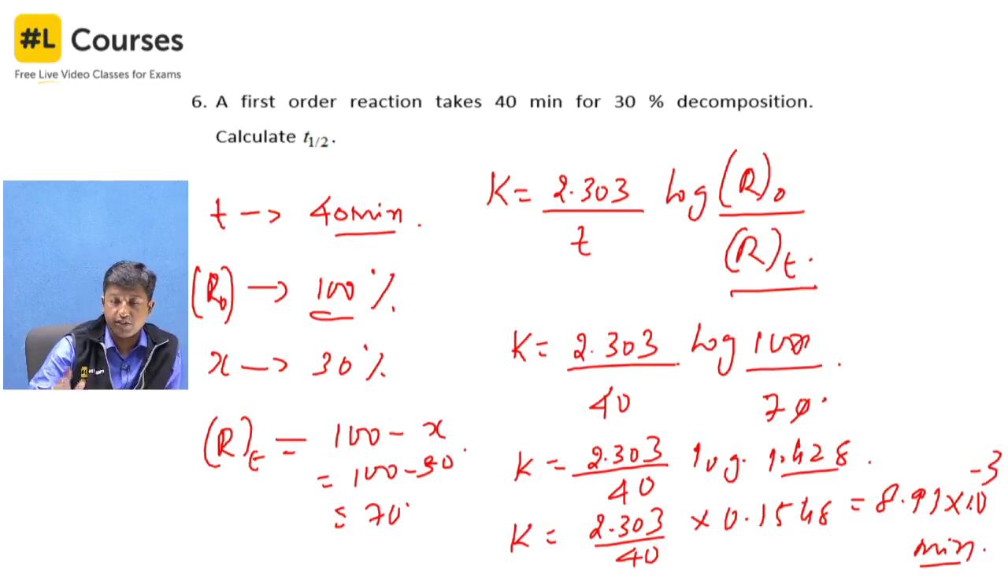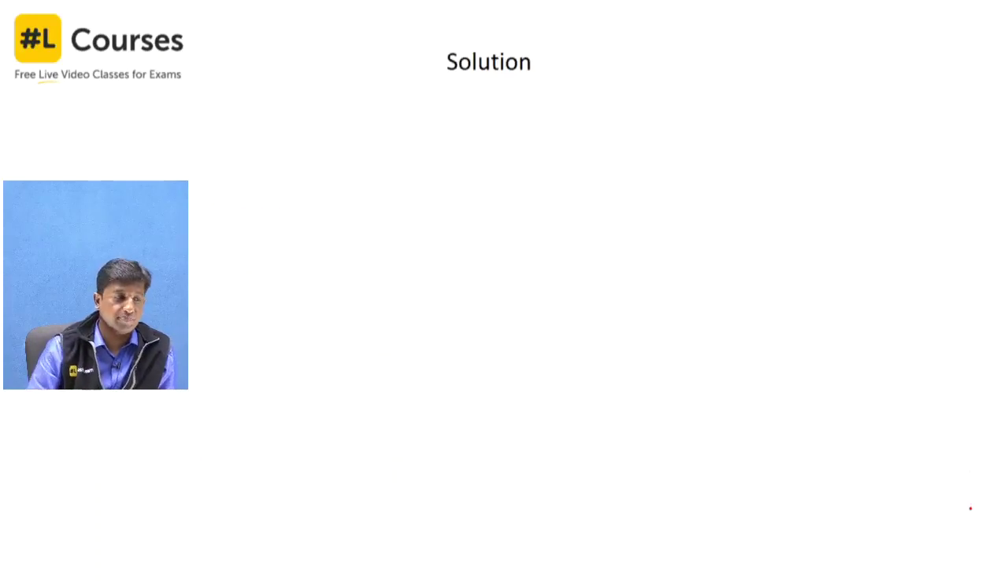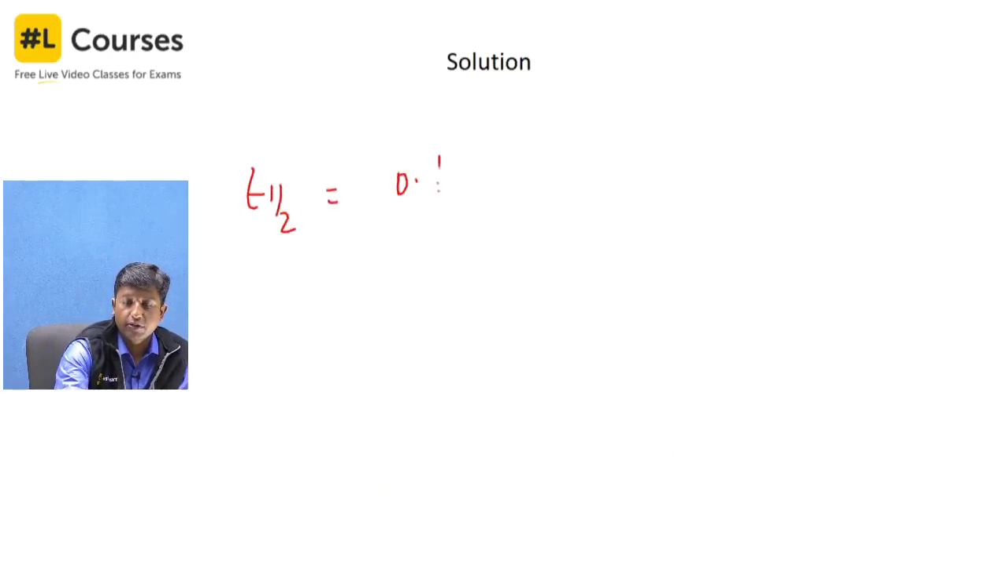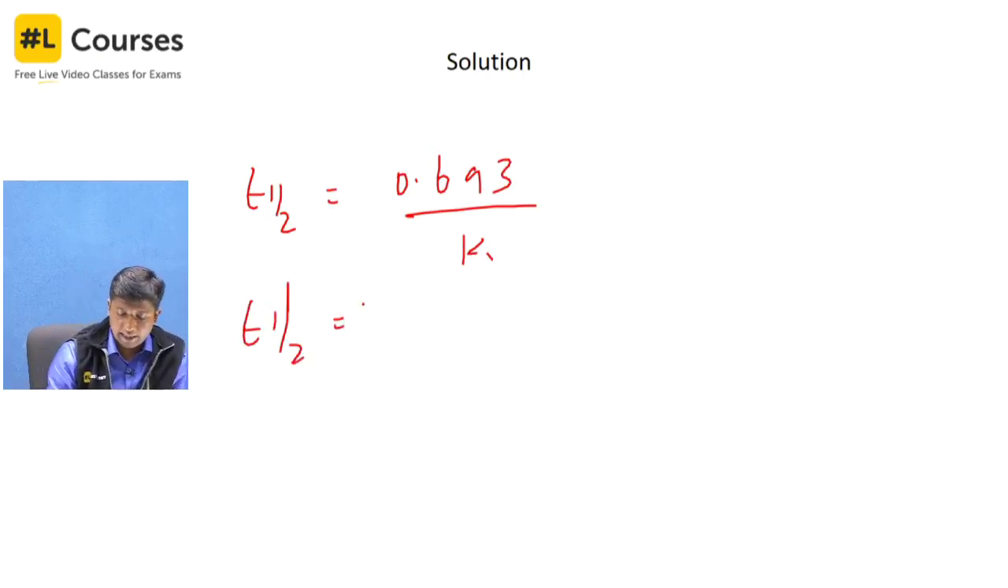Students, this problem is two step. In the first step, we have used the first order integrated rate equation and we have calculated the rate constant. This is the first part of the problem. The second part is we need to calculate half-life time, and you know that t half will be equal to 0.693 by k. So t half will be equal to 0.693 by k.